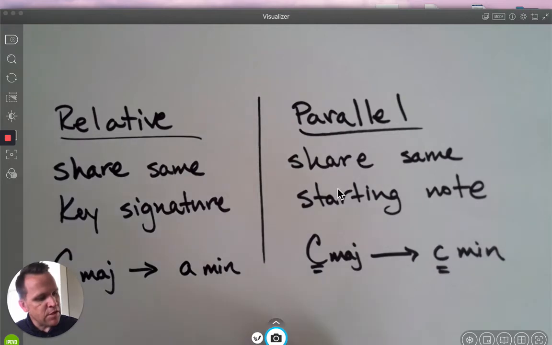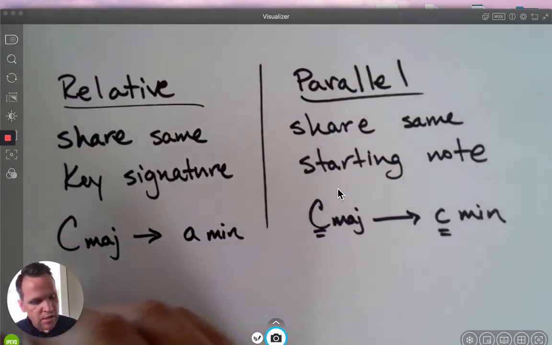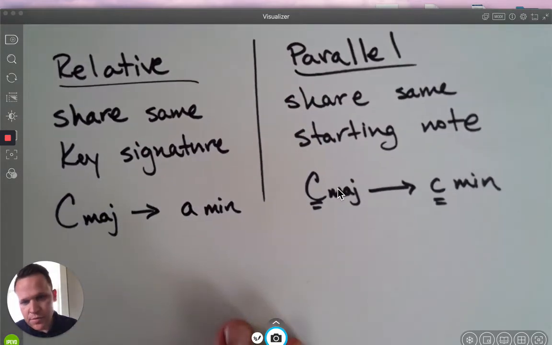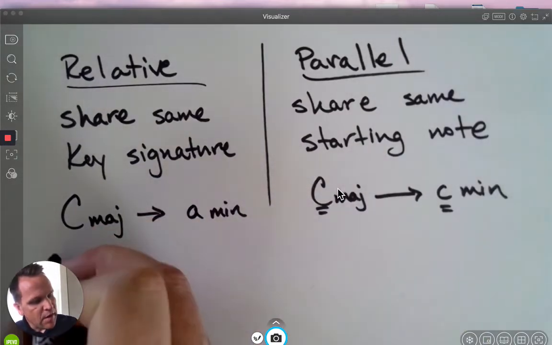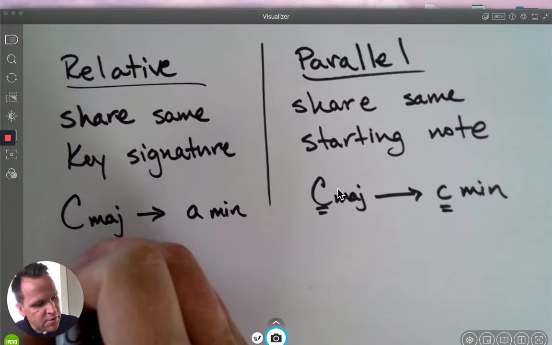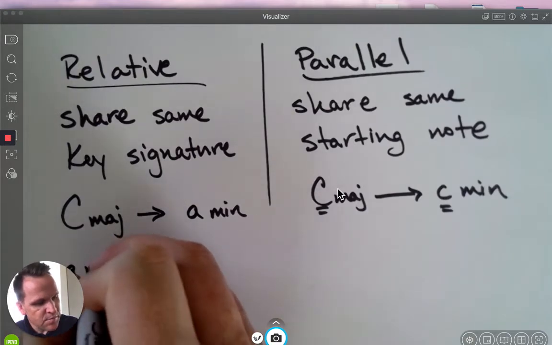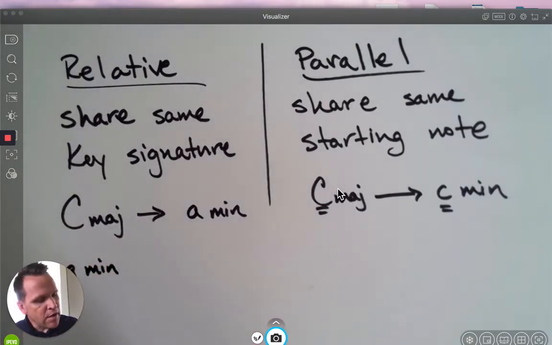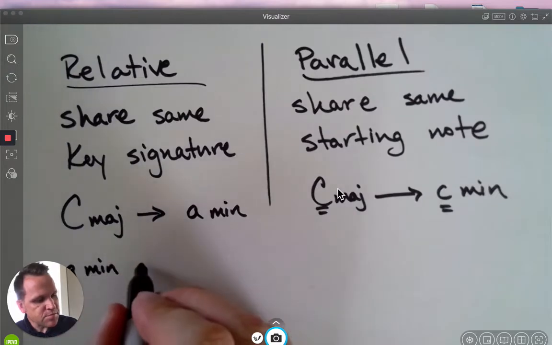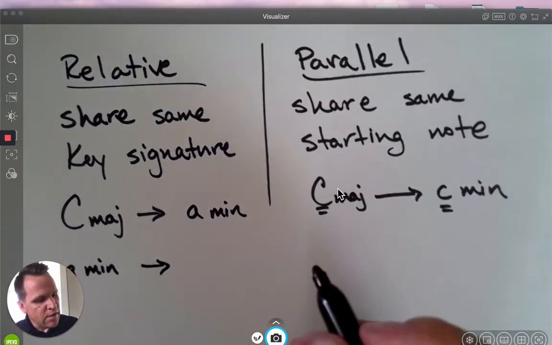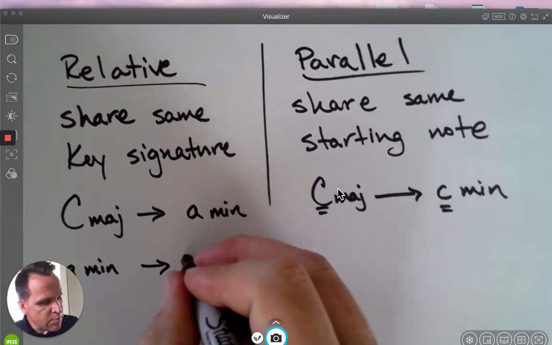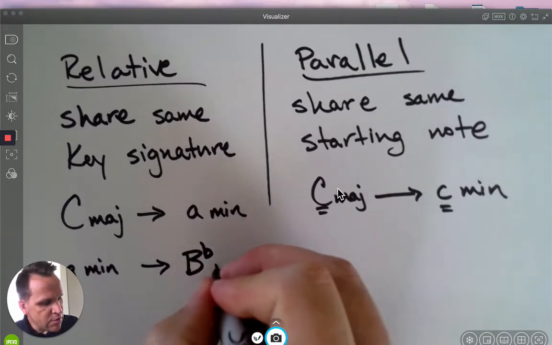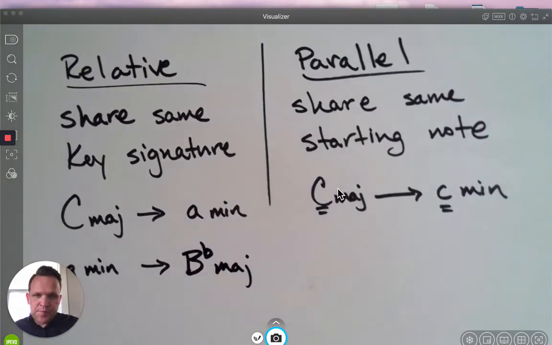Now, if I was starting on a minor key and going to a major key, the way I would do that is go up to the 3rd scale degree. So, for example, if I was in G minor, I would go up 3 pitches, and I would get to the root of the relative major, which is B flat major. Let me show you this on some manuscript paper and see if we can make a little more sense of it.